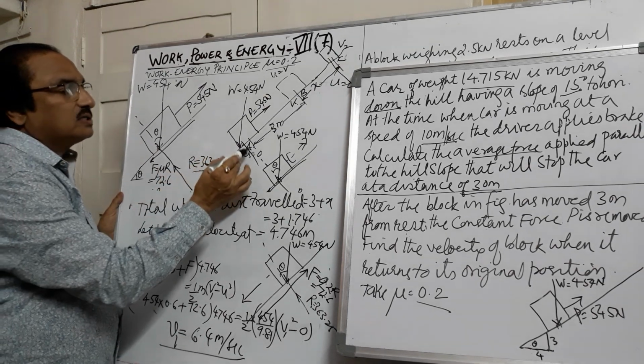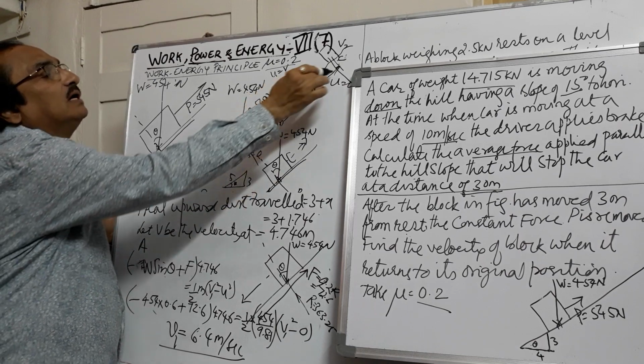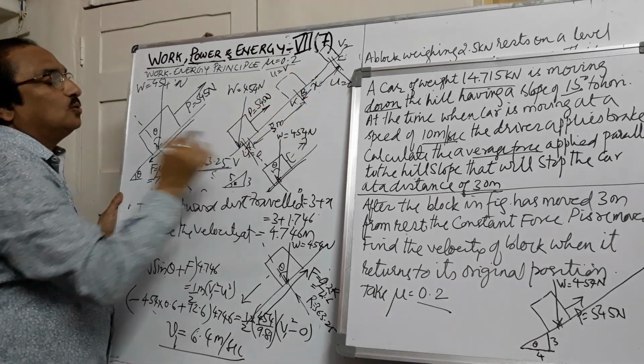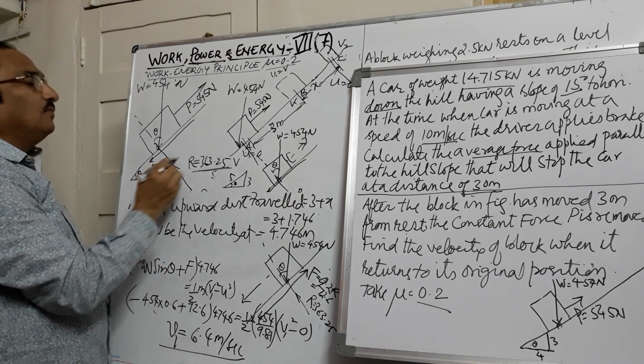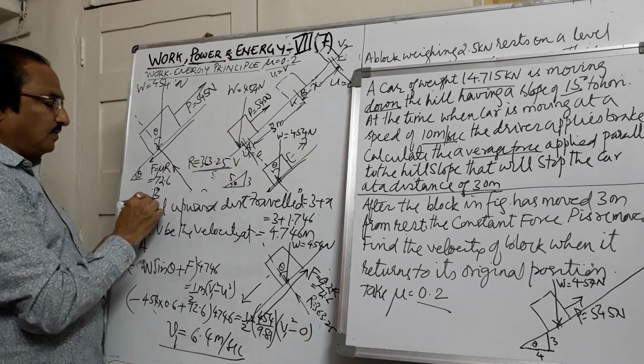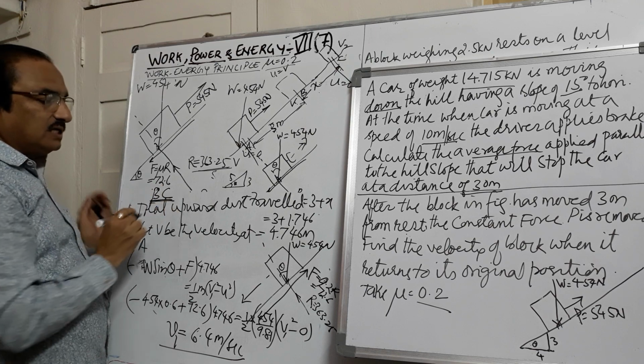So this is the velocity that the block will be having when it starts moving from C to A. So here we have seen A to B. This is from B to C. The traveling is from B to C.